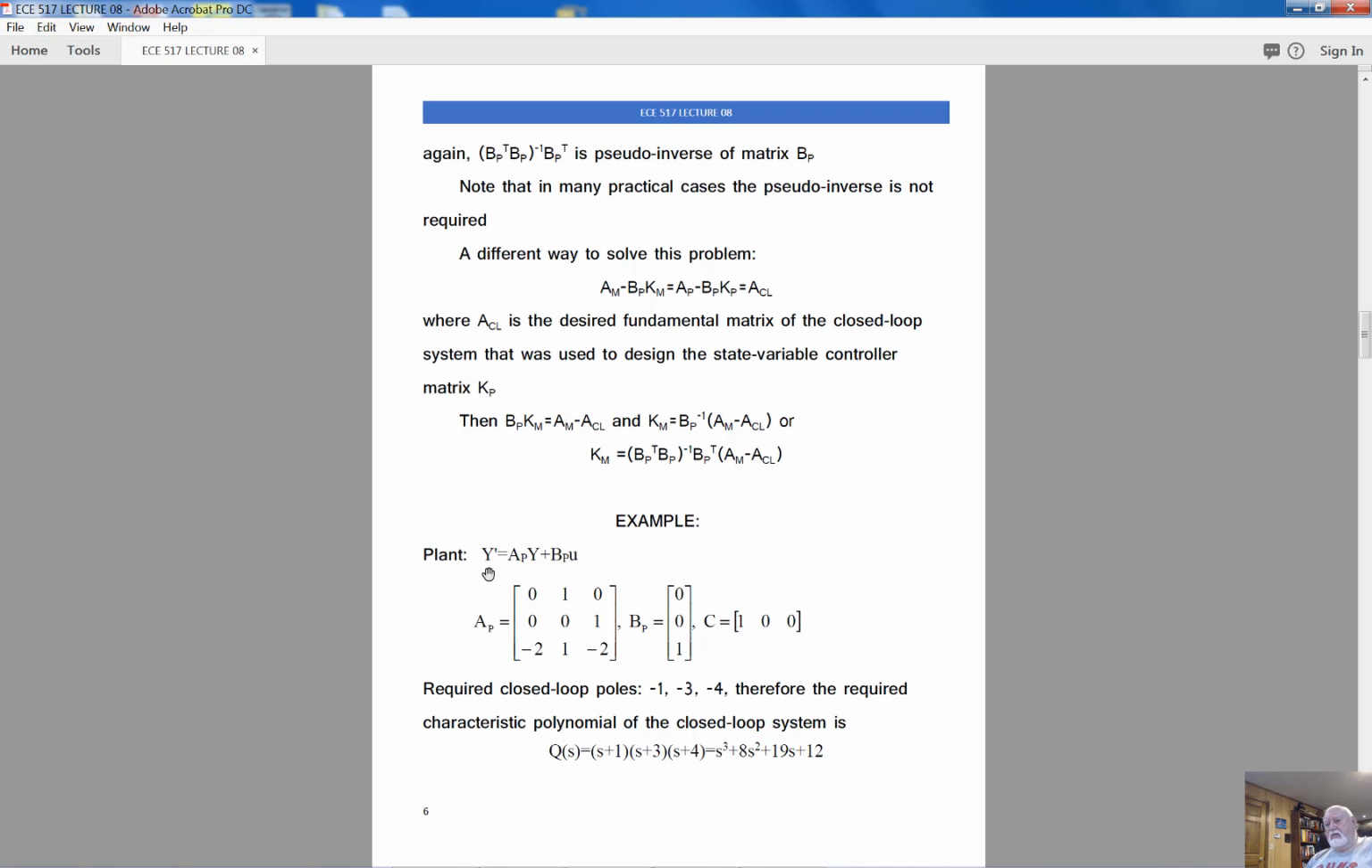the control plant with state vector Y, and matrix AP is the fundamental matrix of the control plant, and this is matrix BP, and U is the control effort. Very easy. This is definition of matrix AP, this is definition of matrix BP, and this is definition of matrix C that may be used to define the output of the control plant.